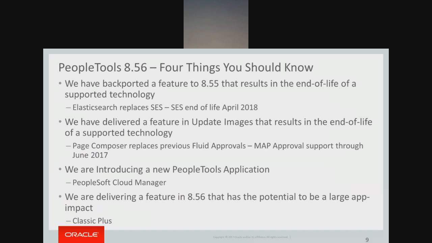The main things that we wanted to make sure that you understood about 8.56 is, one, the Elasticsearch. 8.56 is replacing Secure Enterprise Search, which you're not using today, as it's my understanding. So you don't have an impact there, but I do think you should revisit the global search because the Elasticsearch does make that a lot easier to take advantage of.